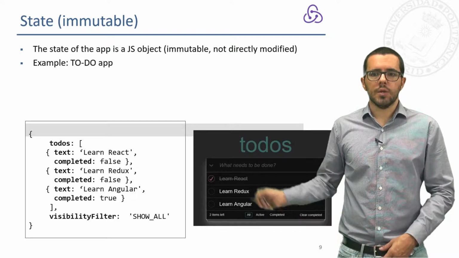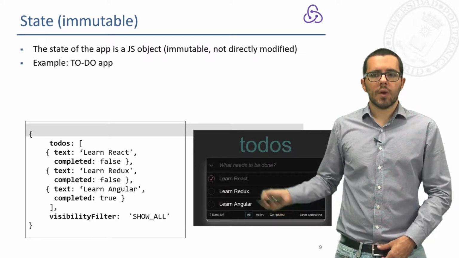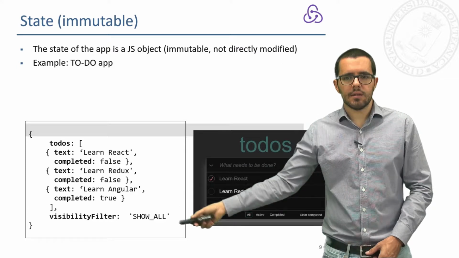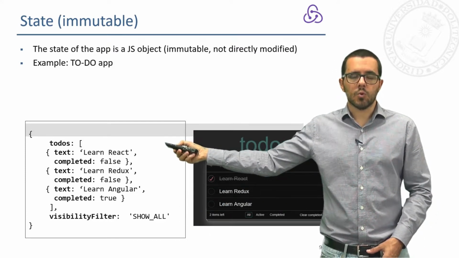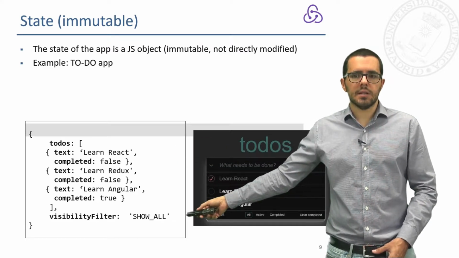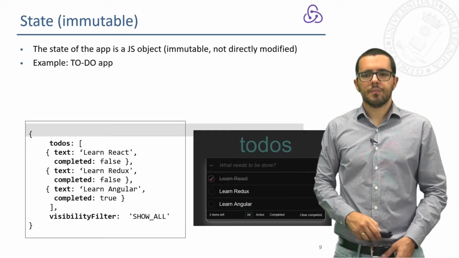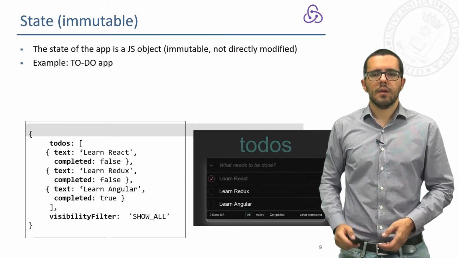Well, let's see it with an example. We have a to-do list like this. What do we need to render this interface? Well, we need this information, that is the state that we have to define. Of course, it's just a JavaScript object with a to-do array and a visibility filter. With this information, I can render this interface, of course, with a little CSS or Sass or whatever.